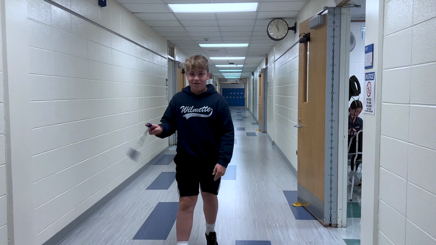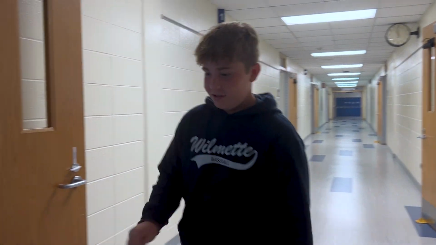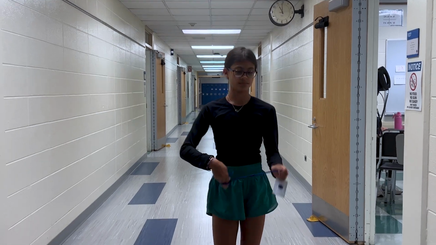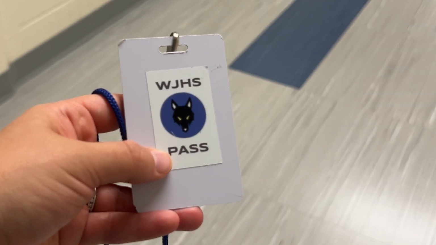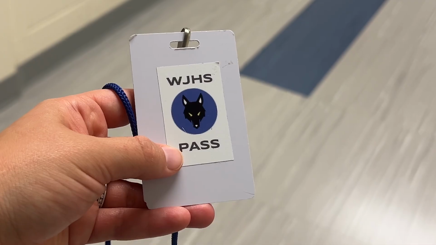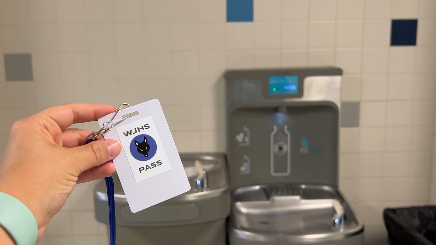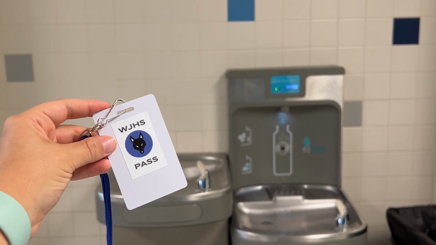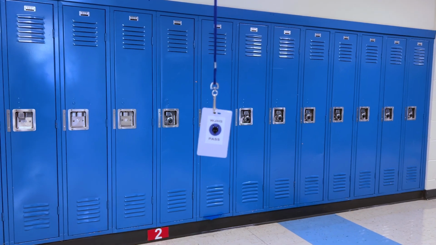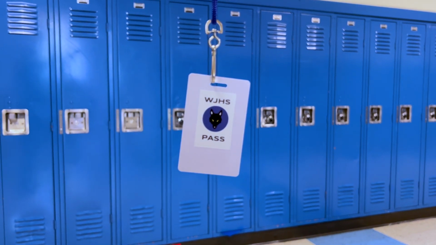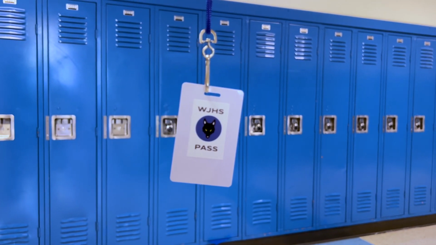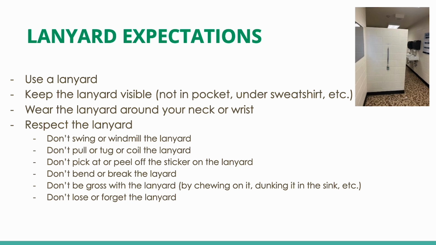We've seen sometimes students will swing or windmill the lanyard, or they'll pull or tug or coil the lanyard around their wrist. Remember not to pick or peel off the sticker on the lanyard. Don't bend or attempt to break the lanyard. Don't be gross with the lanyard by chewing on it or dunking it in the sink, etc. And remember, don't forget or lose the lanyard. It's to your advantage to take good care of the lanyard. The lanyard is your pass to leave the classroom during instructional time for something that you need. Therefore, take care of the lanyard so it's there for your classmates and for you.